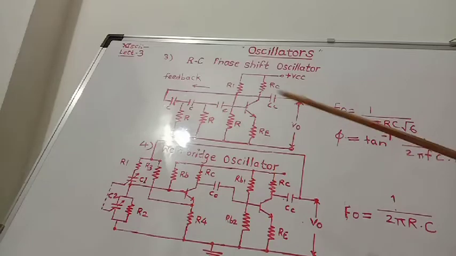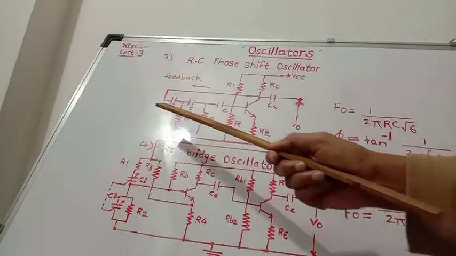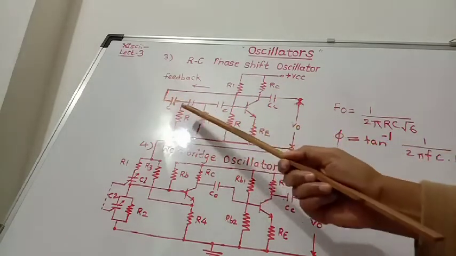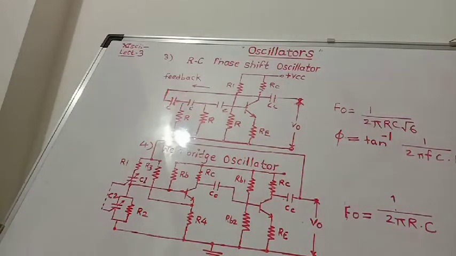Each RC network provides a phase shift, and it is given by the equation phi is equal to tan inverse 1 upon 2 pi FC into R.